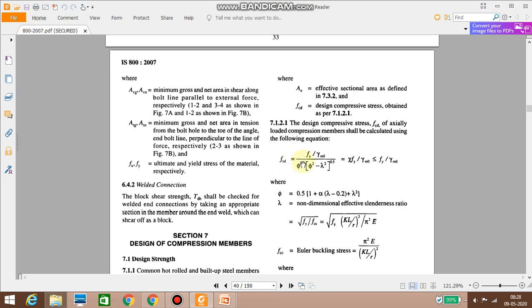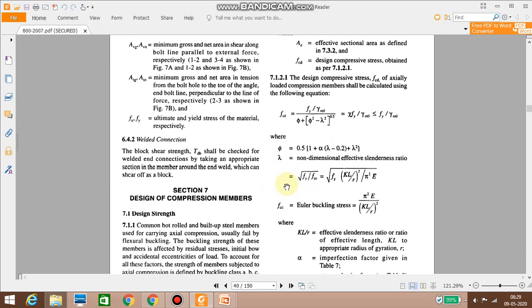There is an equation: FCD equal to Fy divided by gamma m0, divided by phi plus phi square minus lambda square to the power 0.5. 0.5 is nothing but taking a square root, which is equal to psi into Fy divided by gamma m0, which should be less than or equal to Fy divided by gamma m0. Now what is phi? So phi is nothing but 0.5 into 1 plus alpha into lambda minus 0.2 plus lambda square. No need to worry about all this formula, which is readily available in the code book. You should know that it is there in page number 34.